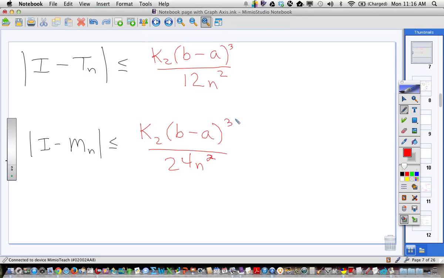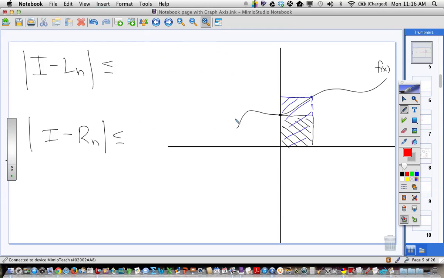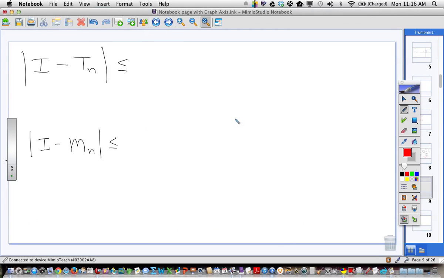You're going to have to know what K1 means. You're going to have to know what K2 means. And you have to be able to find those. But that's pretty much it. So your homework is just like this problem we did together.